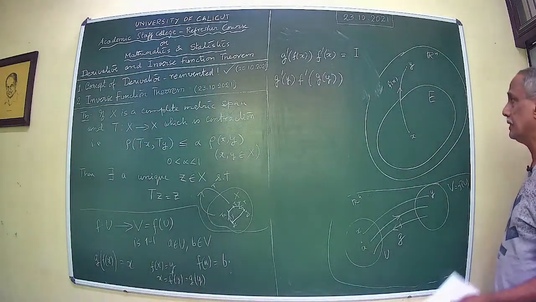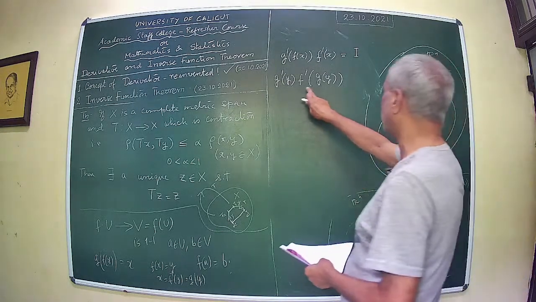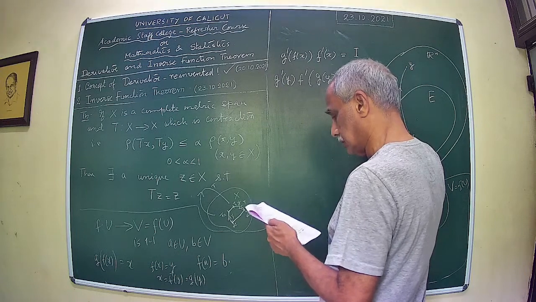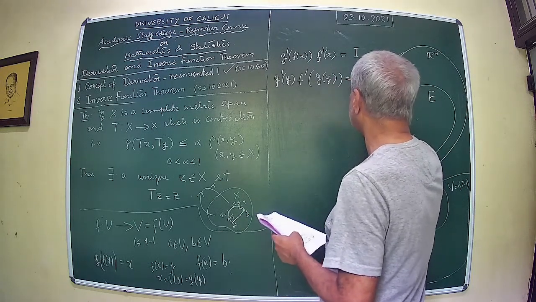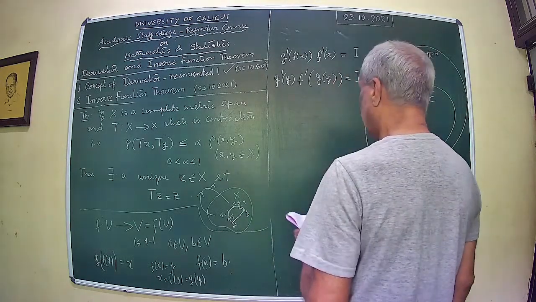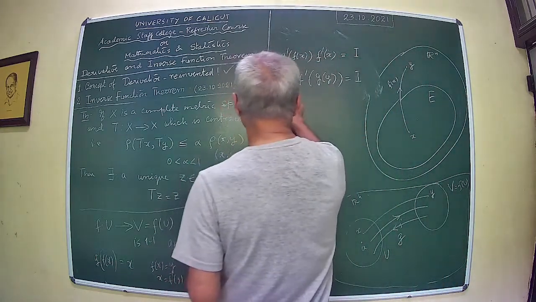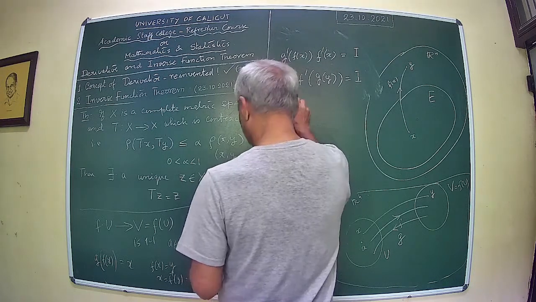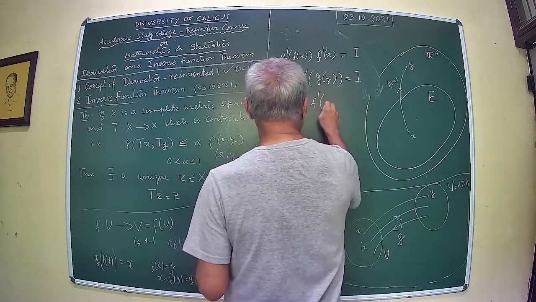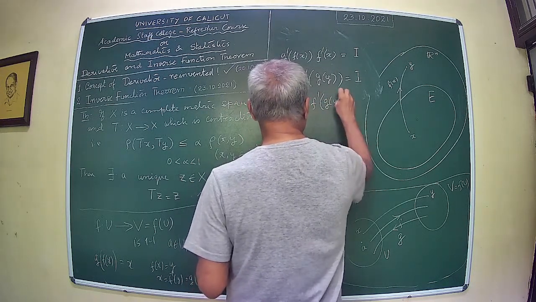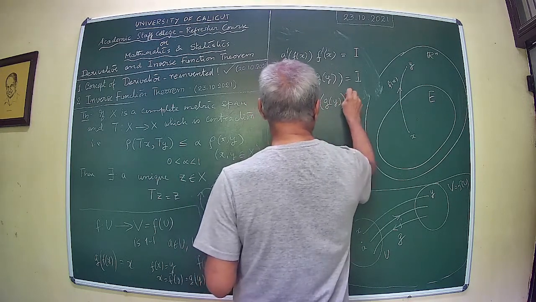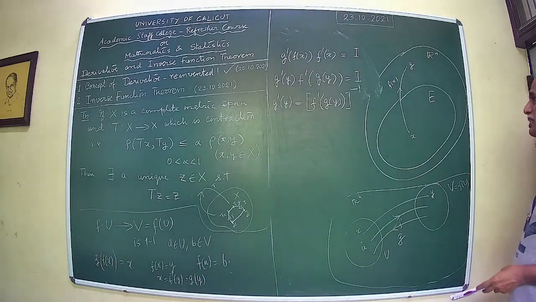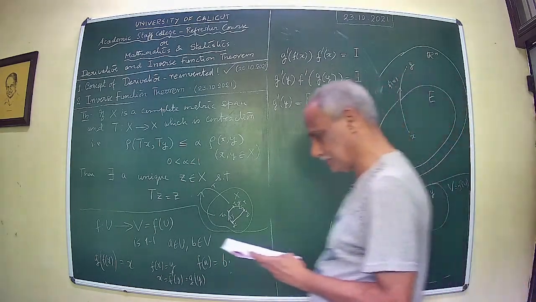So g derivative of y, f derivative of g(y), this is equal to I. So what does it mean? We want to calculate g derivative of y. So g derivative of y is equal to the inverse of f derivative of g(y). This is what you end up with.